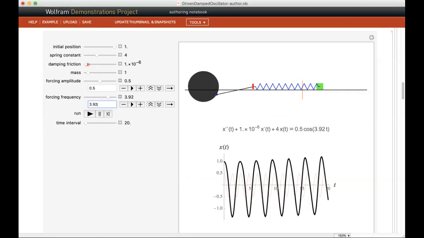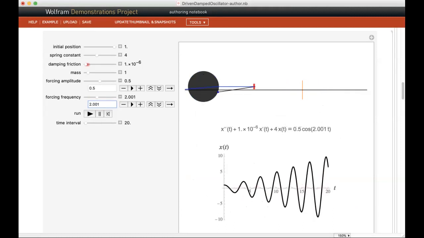And so here we've got this forced mass spring oscillator. And I'm going to change the forcing frequency to 2. But if I set it actually equal to 2, this is going to get upset with me. So I'm going to set it to something close to 2. And now you can see that we've got really crazy behavior going on.